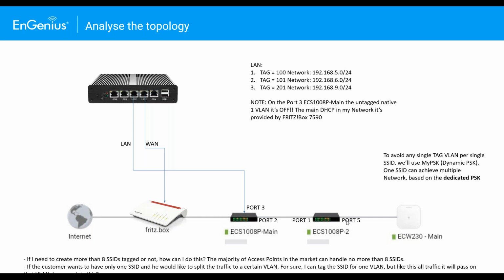So the question is very easy. If I connect my computer here, it will bring the untagged VLAN from the Fritzbox. If I would like to bring another subnet, I need to set a PVID for that VLAN, of course. Okay, but this is to make sure that the concept can pass through. I think this is quite clear. And here you can see, to avoid a single tagged VLAN per single SSID, we will use MyPSK. One SSID can reach multiple networks based on the dedicated PSK. Okay.